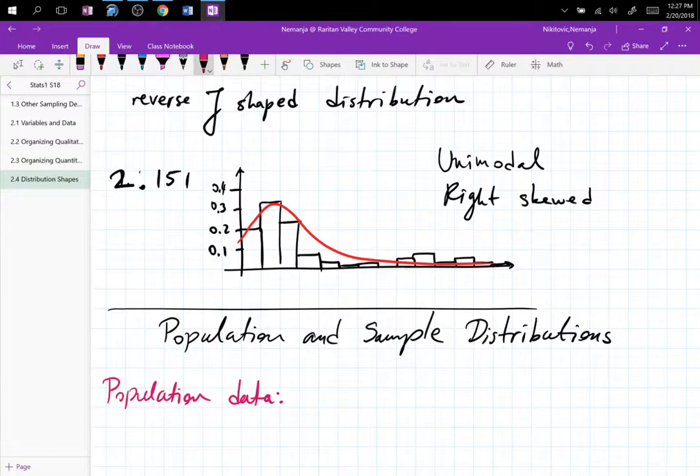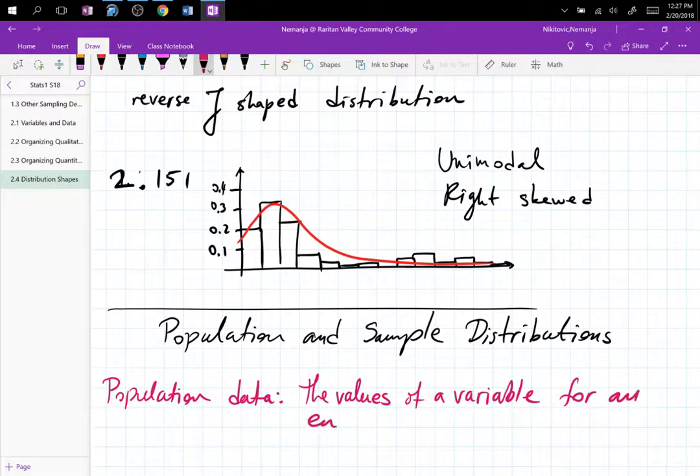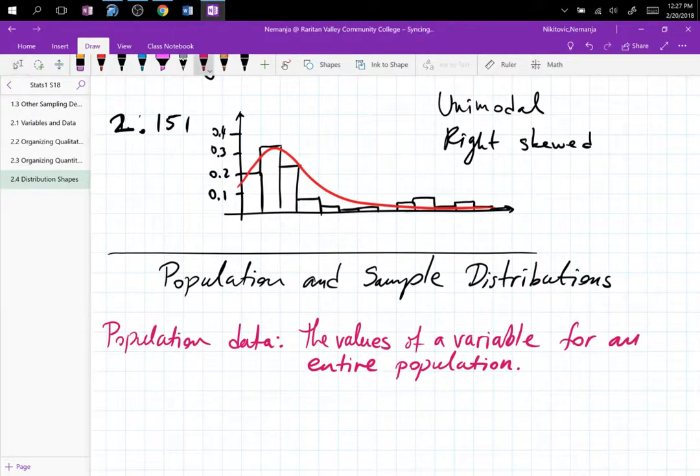So, right, learn them. Population data: the values of a variable for the entire population. And we have sample data: the values of a variable for a sample of the population.